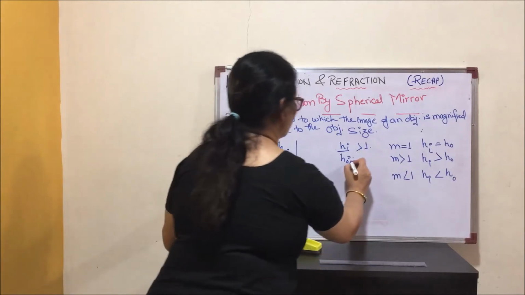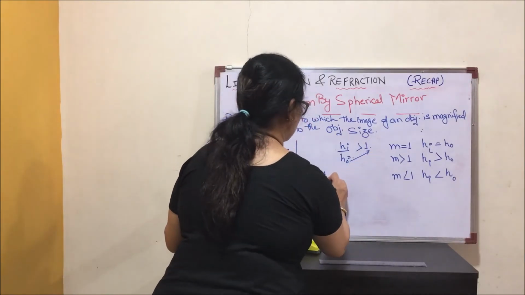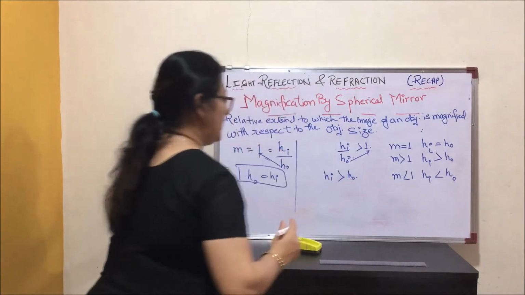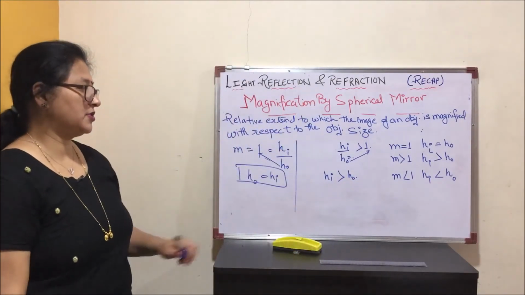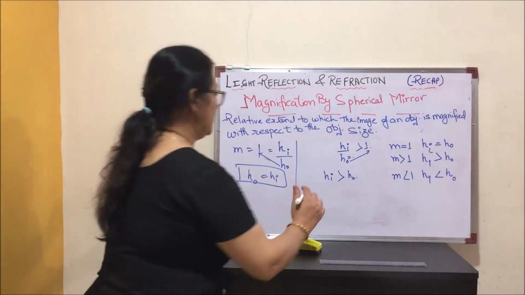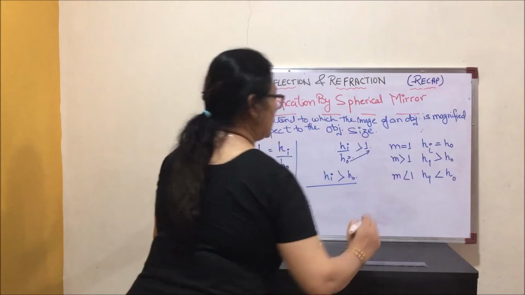Right? So multiply HO with 1. HI is greater than HO. Magnification of image is more than magnification of object. Right? Now let's prove the third one.